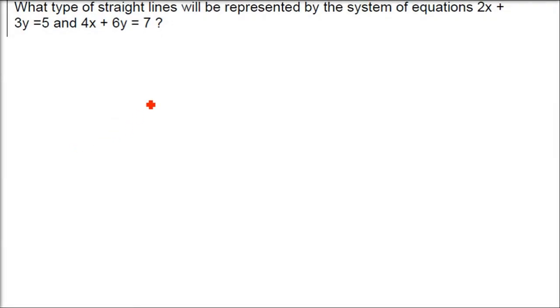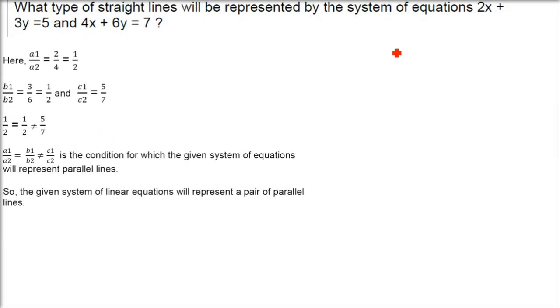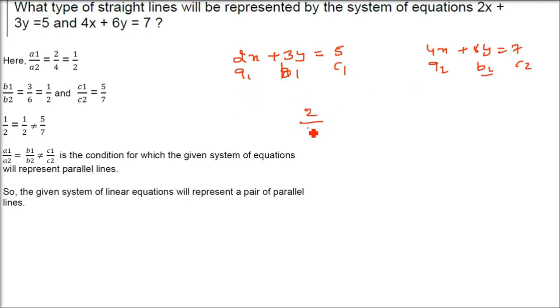What type of straight lines will be represented by the system of equations, this and this? So the best thing is what? This is 2x plus 3y equals 5. This is 4x plus 6y equals 7. This is A1, this is B1, this is C1, this is A2, this is B2, and this is C2. So what is A1 by A2? This is 2 by 4. What is B1 by B2? It's 3 by 6. And what is C1 by C2? It's 5 by 7.